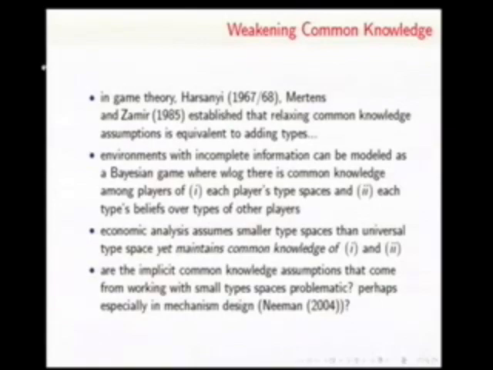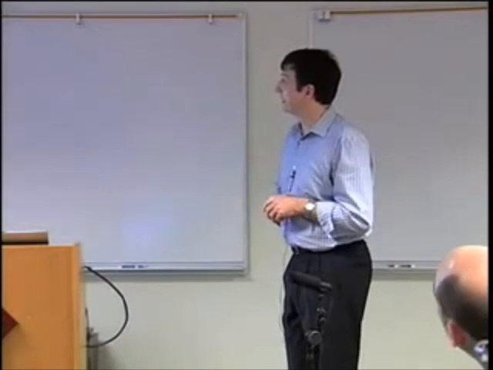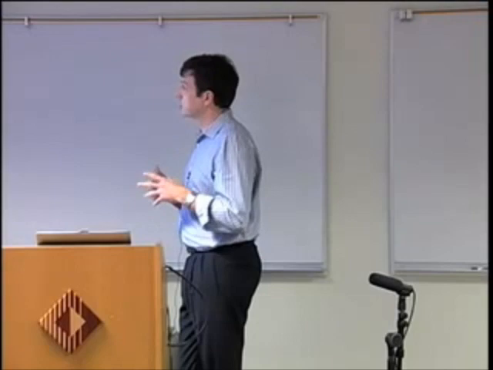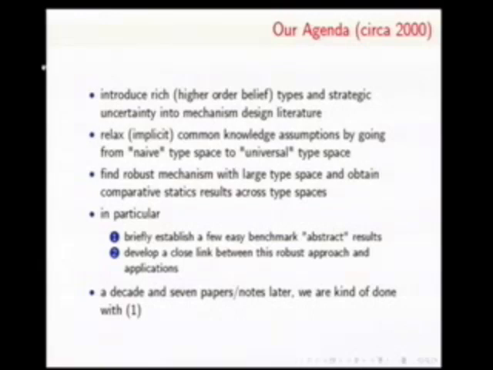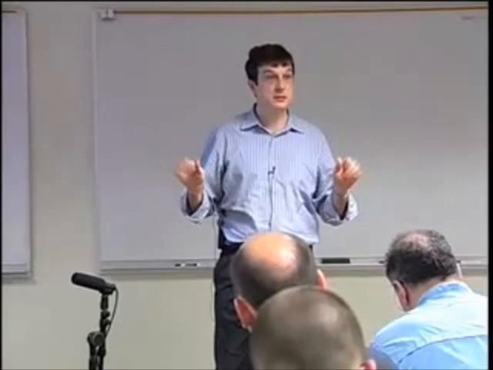Okay? So, as this is sort of a little bit of a survey, maybe let me start at our beginning, which was around maybe 2000, when we started to work on this. And the idea was to say, let's try to bring the language of richer types, of type spaces, of higher order beliefs, into the literature on mechanism design. Basically, first make explicit what have been the implicit assumptions on common knowledge, and then try to gradually weaken the common knowledge assumption and see what that does to the nature of the mechanism and whether the mechanism then still can perform the required tasks, okay?